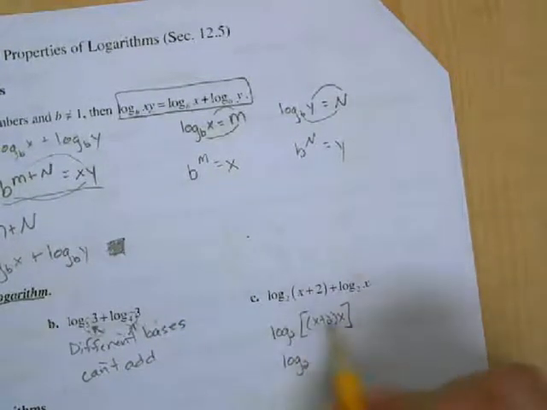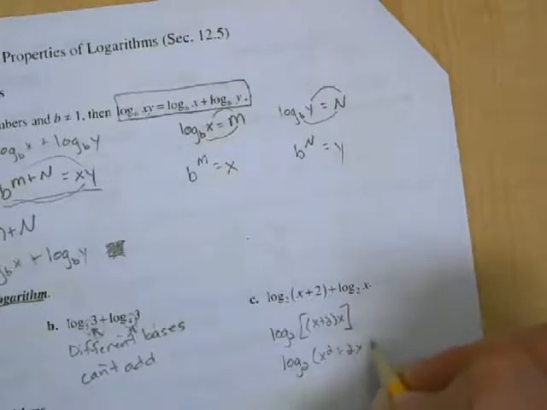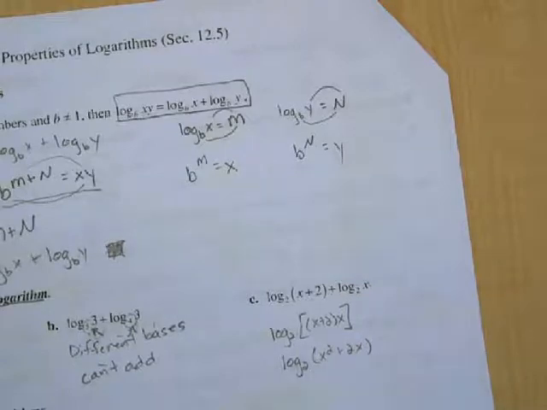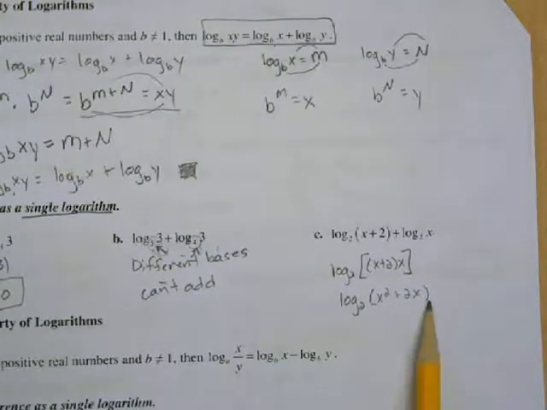You just distribute, so I end up with x squared plus 2x. Notice that I have parentheses. Those parentheses must be there. If you do not put parentheses around this, it is very incorrect.